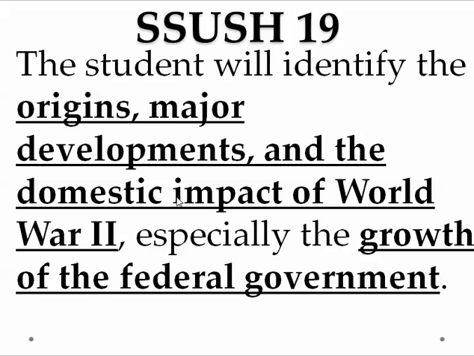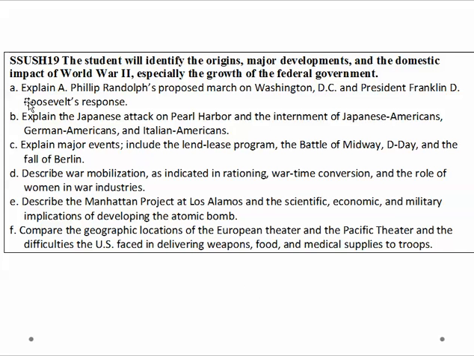And then at home, domestically, we talked about this word here again, domestically, the domestic impact of World War II at home. How does World War II cause problems at home? We're going to look at that, especially the growth of the federal government. We're going to look at that too. So let's look at the whole thing all together. We have A, B, C, D, E, F. So 19 is a huge standard here. World War II. It's under Unit 7 we've been talking about.